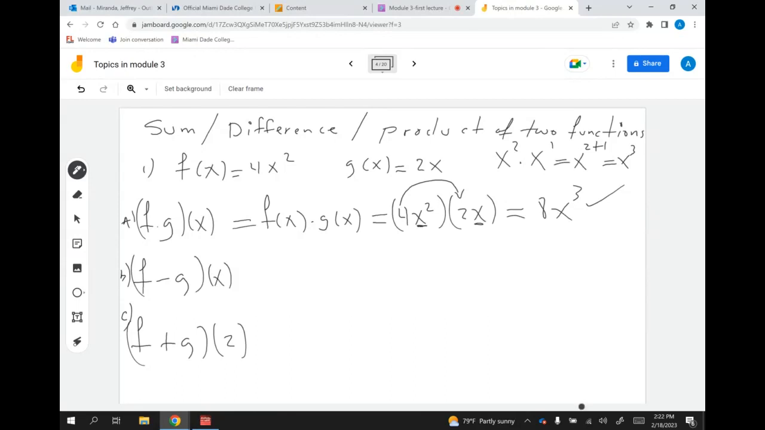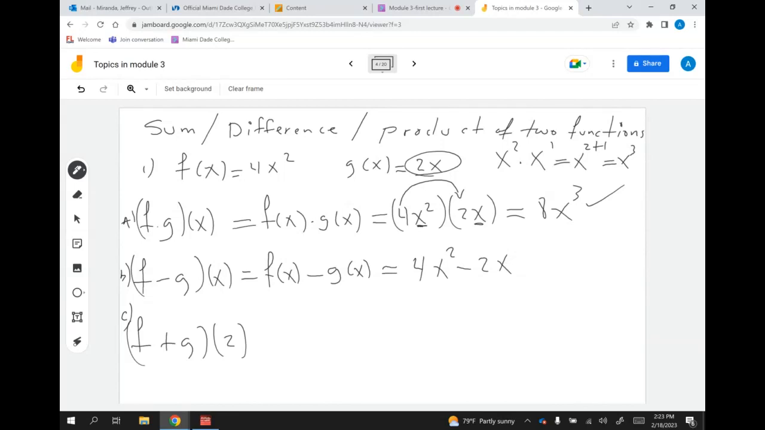Now, what is it that they want us to do on part B? Part B says the difference. Well, what is that defined as? That's defined as f of x take away g of x. So how do you write that? Well, what is f of x? f of x is 4x squared minus, what is g of x? g of x in this example is 2x. That's it. There's nothing else to do. Nothing else. You don't have to do a single thing from here on. You're done with part B.